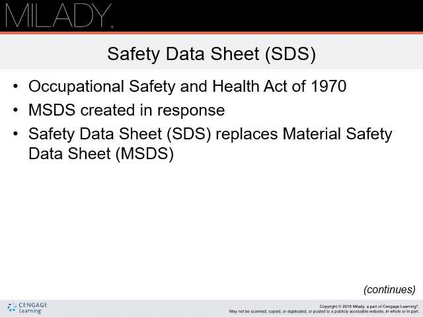Material Safety Data Sheets. Occupational Safety and Health Act of 1970. MSDS was created in response to this. SDS replaces the Material Safety Data Sheets. This initiative was designed to create label standards to be used around the world and includes use of specific pictograms to indicate possible safety concerns, as well as adoption of 16 category standard format SDS sheets.